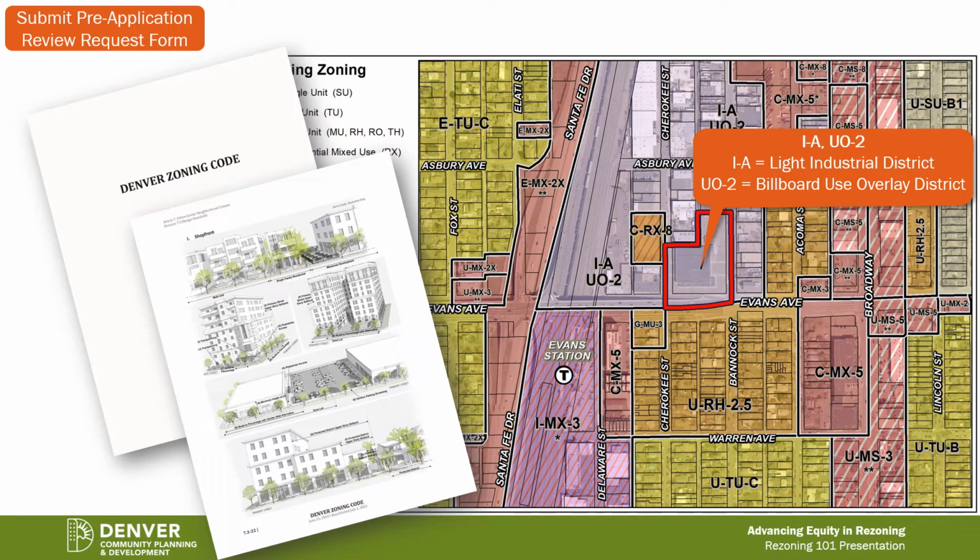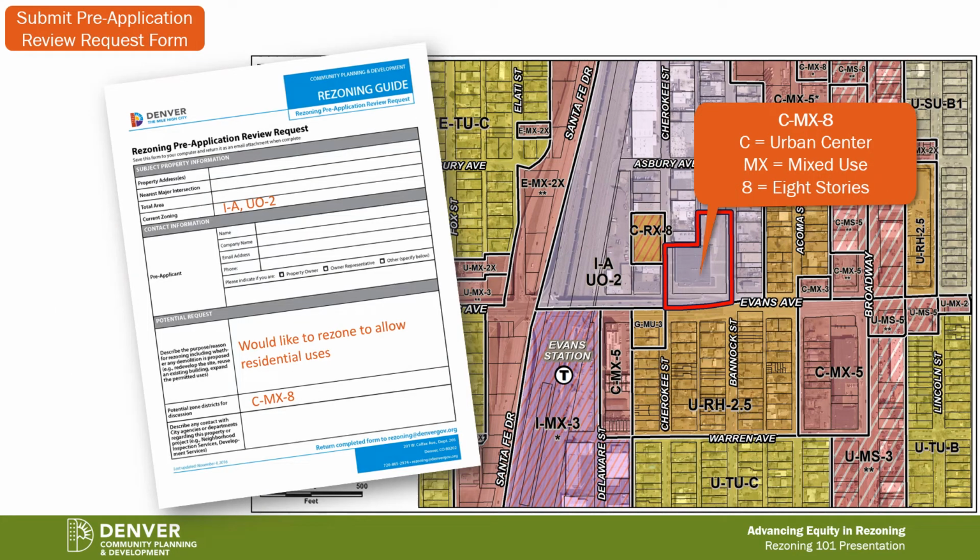Now that you know your existing zone district, you can explore what's allowed within it. If your current zone district doesn't allow what you have envisioned for your property, then you can explore what other zone districts allow. In the case of our property, let's say we would like to rezone it to allow residential uses. After doing research on the existing zone district, we would find that residential uses are not allowed. But the zone district of CMX 8 does allow residential uses. So we select that as our proposed zone district for the pre-application and discussion with city staff.